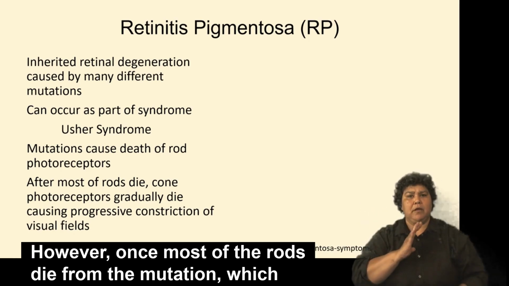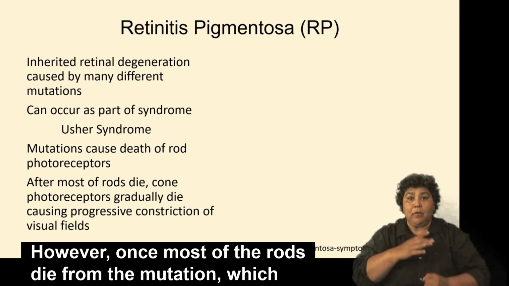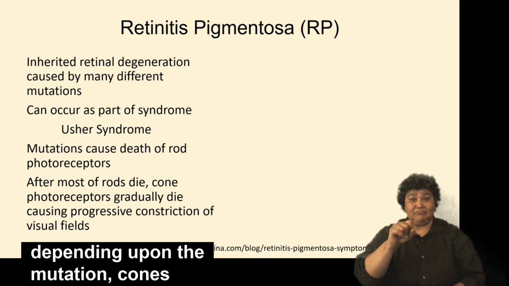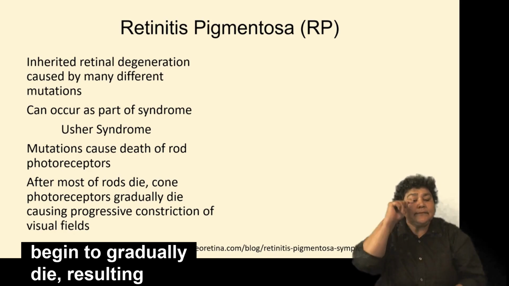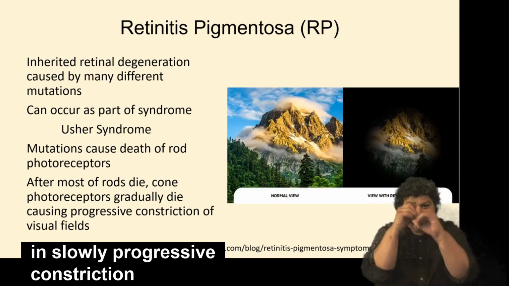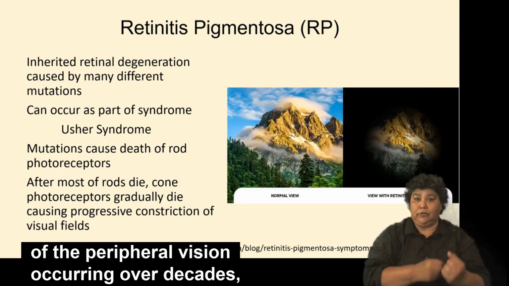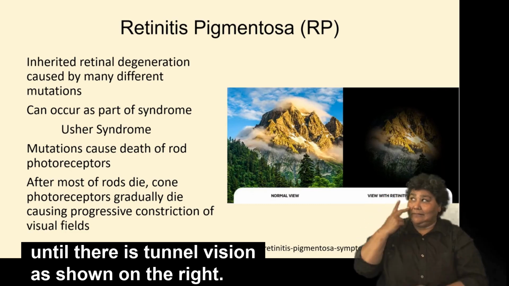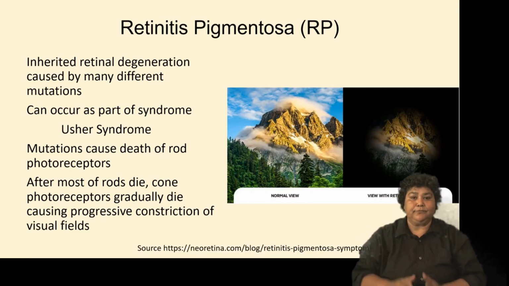However, once most of the rods die from the mutation, which often occurs in the teens, 20s, or 30s, depending upon the mutation, cones begin to gradually die, resulting in slowly progressive constriction of the peripheral vision occurring over decades until there is tunnel vision as shown on the right.